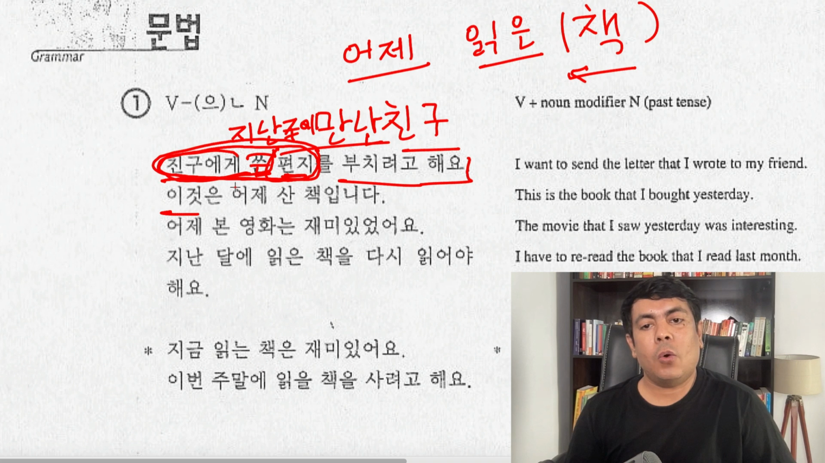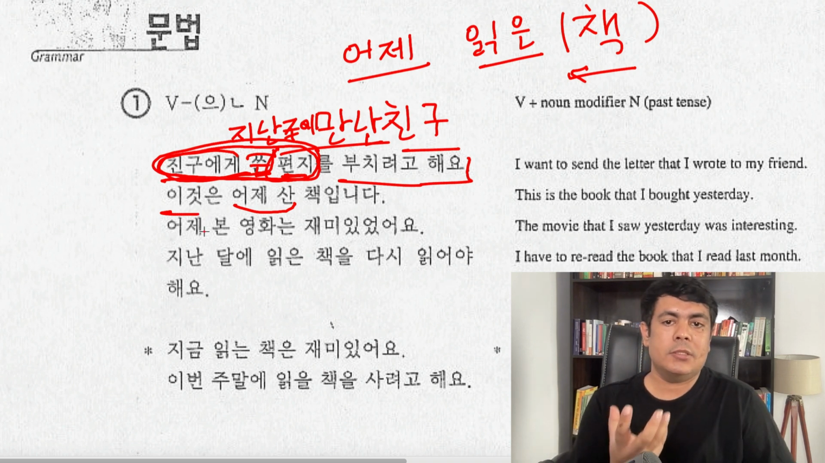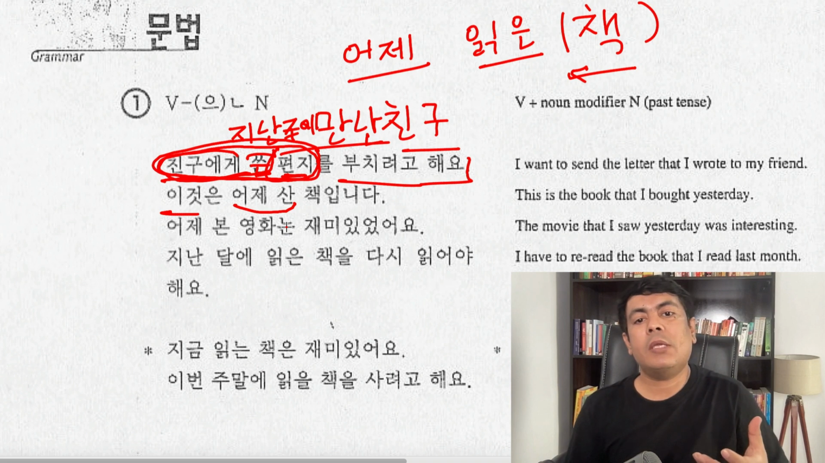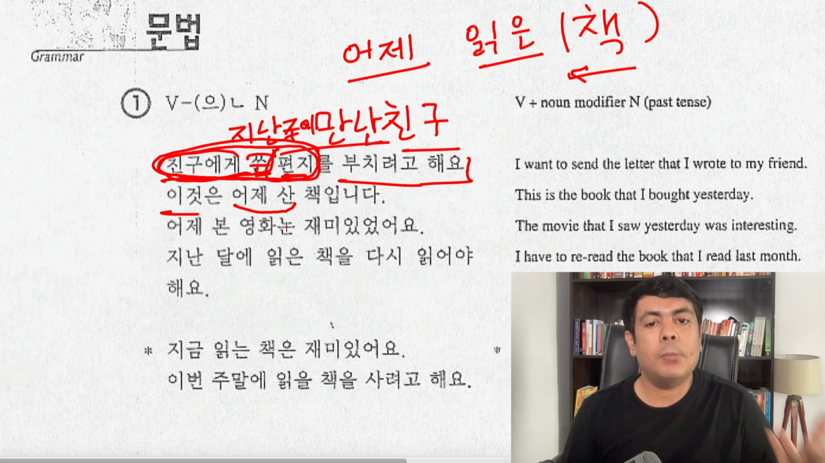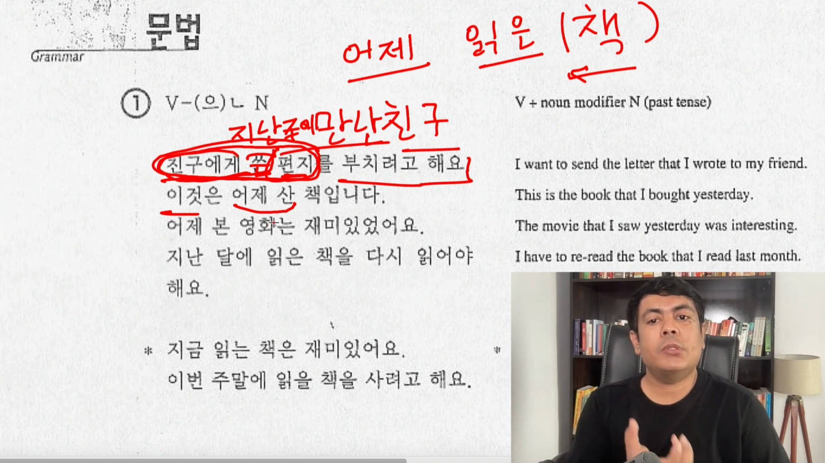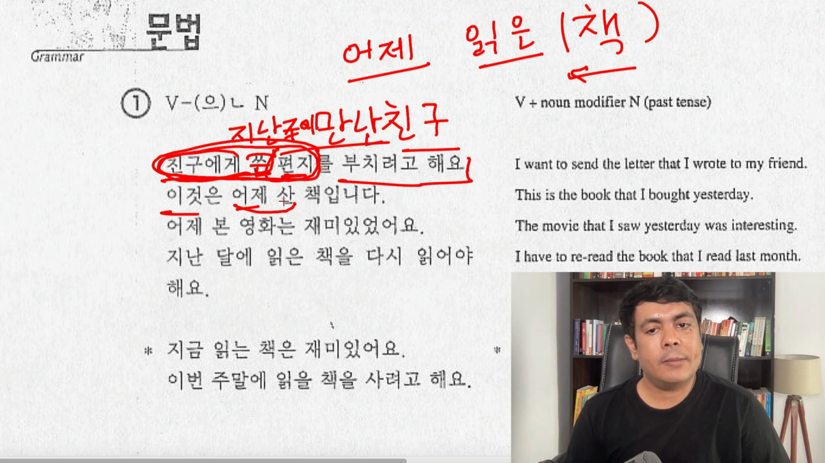Let's look at the next example. 이것은 어제 산 책입니다. So if we just remove this part, let's say, and we just say 이것은 책입니다, we are just saying this is a book. But we want to give some more details about the book. We want to describe what book it is. So we want to say this is the book that I bought yesterday. So 어제 and 사다 is to buy, and we have added the ㄴ modifier. 어제 산 책 means the book that I bought yesterday.